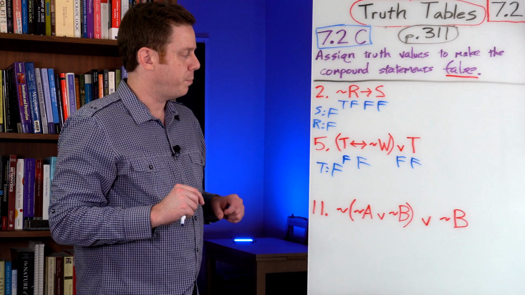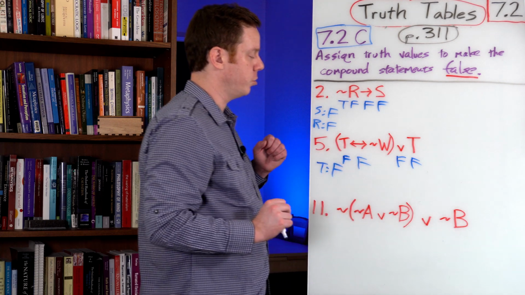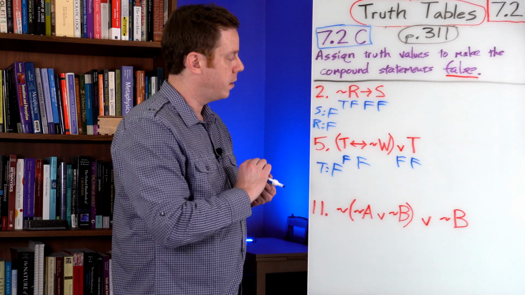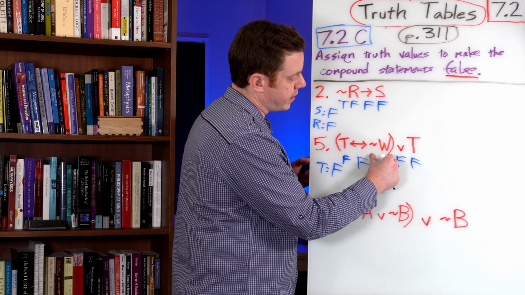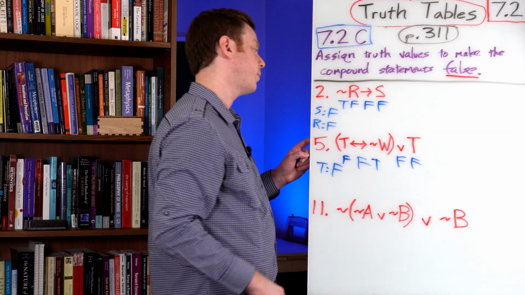Can't be false in one place and true in another. So we know the left side of the biconditional is false, and we need a mismatch between each side. So if this side's false, the right side has to be true, right? That'll give us a mismatch.